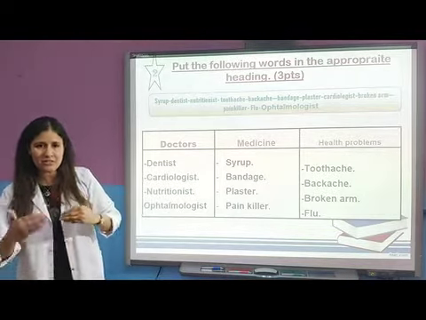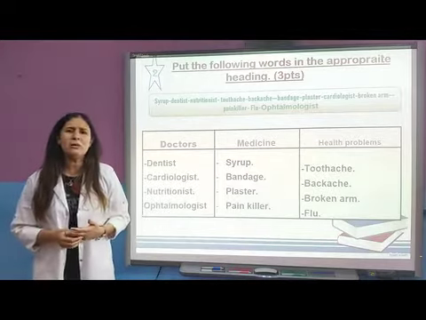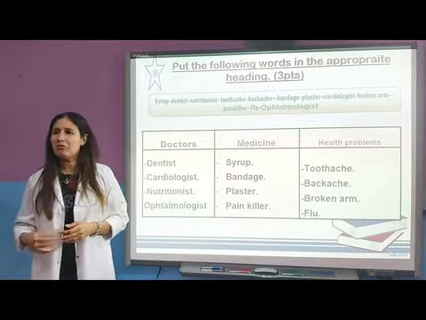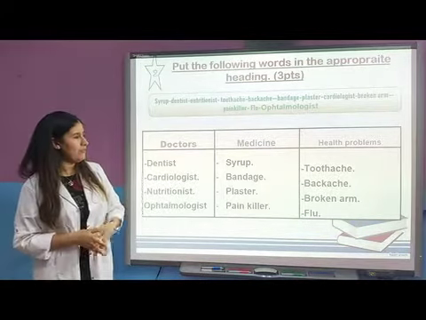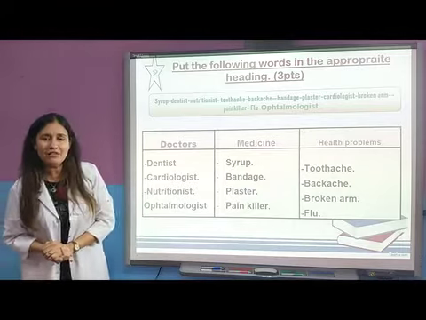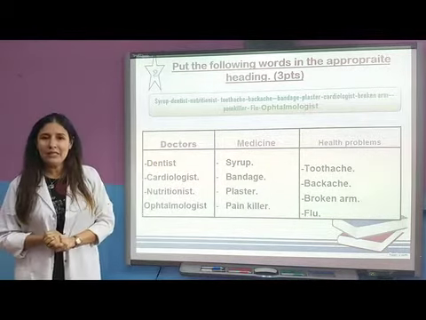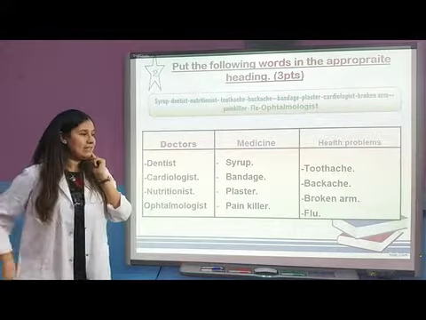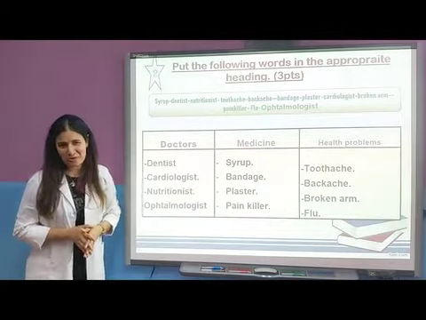So you use a plaster, alright? And a painkiller, and here of course we are talking about something like aspirin, the ones that we are using here in Morocco, like Doliprane, Surgam, and so on and so forth. And the last column, we have the health problems that are mentioned or listed in our list, and they are toothache, backache, broken arm, and a flu or cold.